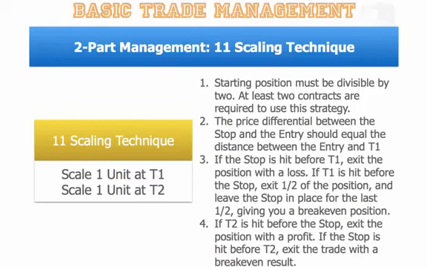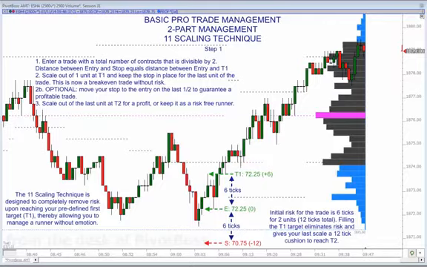Now, if T2 is hit, the second target, before the stop, then you exit the last part of your trade with a profit. But if the stop is hit first, you exit the trade and you lost no money except for commission. So let's take a look at how this looks on the chart.